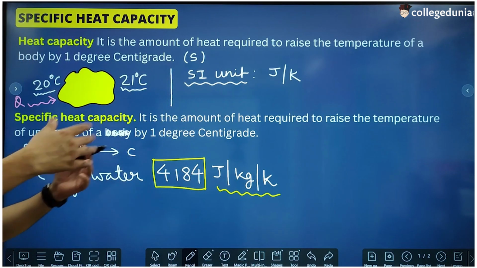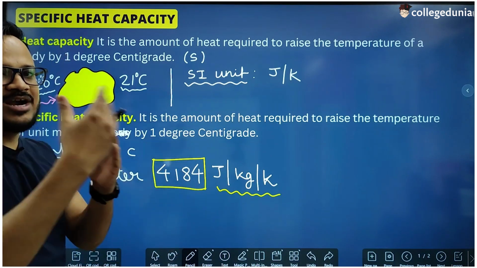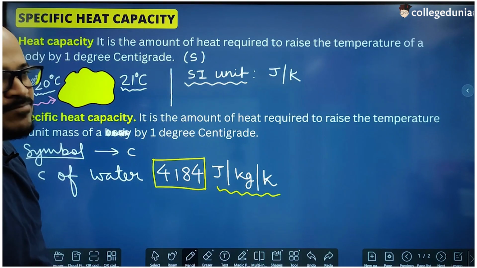Right? So if you have 2 kg of water, then the amount of heat required to raise the temperature by 1 degree centigrade is double of this value. Okay.